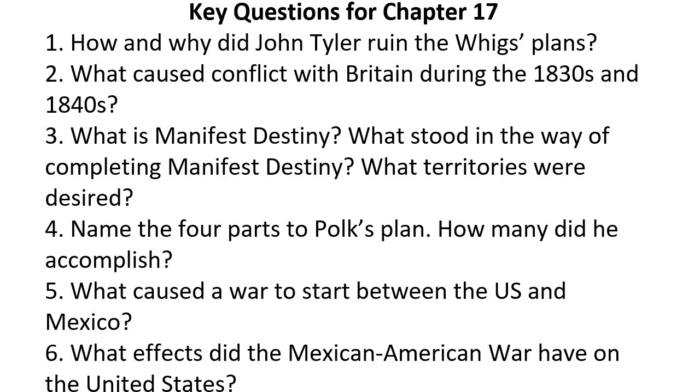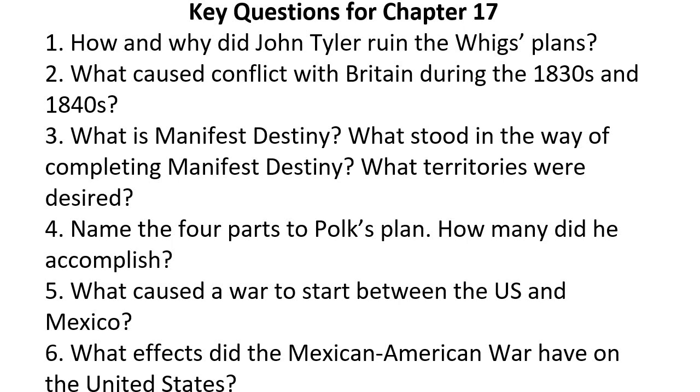Number four, name the four parts to Polk's plan. I called it the COIL plan. You have California, you have Oregon, you have the independent treasury, and lower tariffs. So California and Oregon fit perfectly with the idea of manifest destiny, that we need to control those lands and take them from those who would stand in our way.